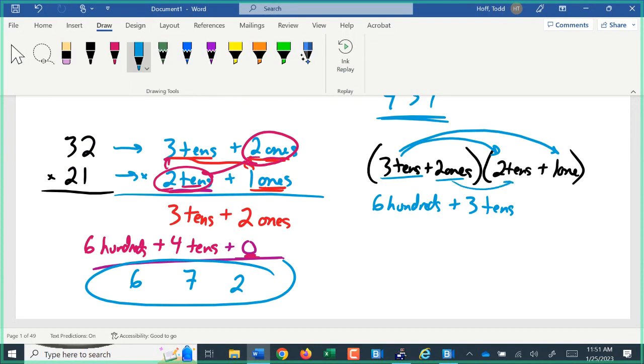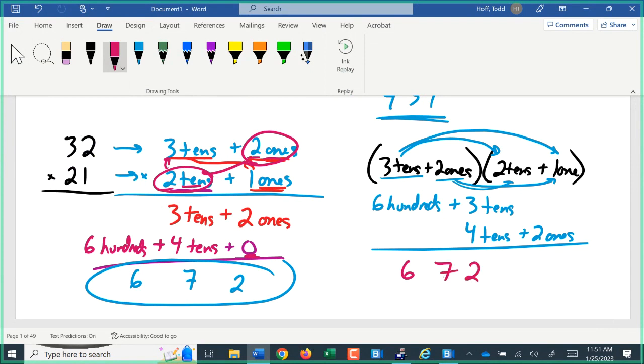2 ones times 2 tens. 2 times 2 is 4. Ones times tens is tens. And 2 ones times 1 one. 2 times 1 is 2. Ones times 1 is ones. And we add those up, 672.